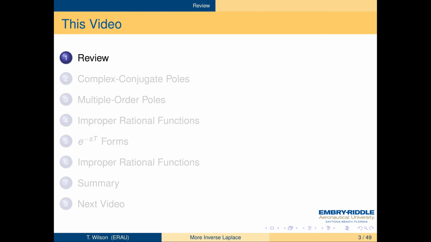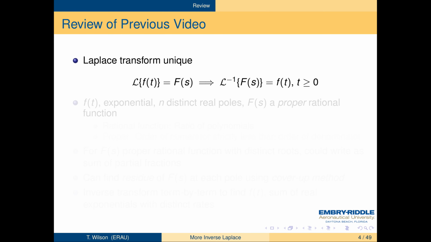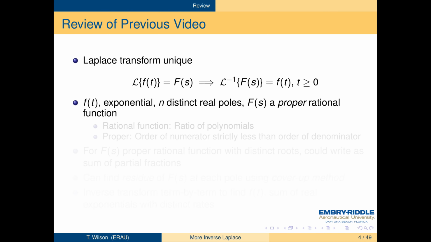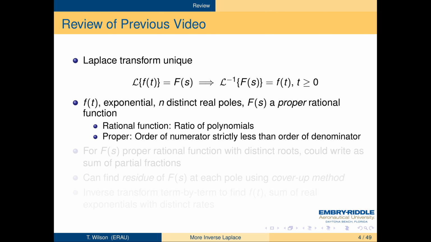Review of previous video. In the previous video, we stated that the Laplace transform is unique for our intents and purposes, so given a Laplace transform, we should be able to determine the waveform that it came from. We showed that when a waveform was a weighted sum of n exponentials, each with a different rate, then the Laplace transform had the form of a proper rational function, where a rational function is just a ratio of polynomials, and where a proper rational function has a numerator whose order is strictly less than that of the denominator.